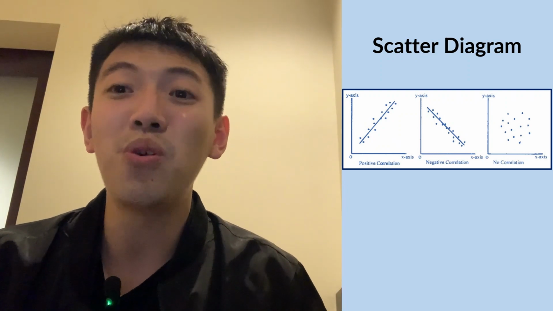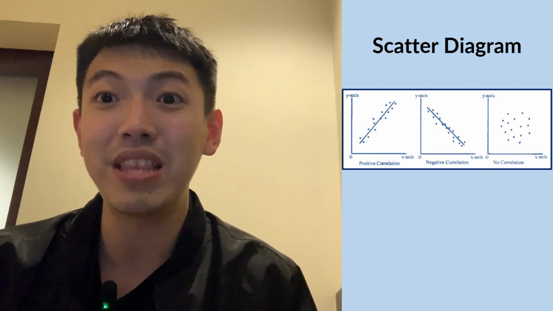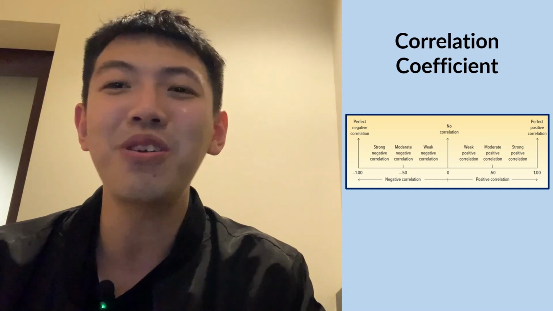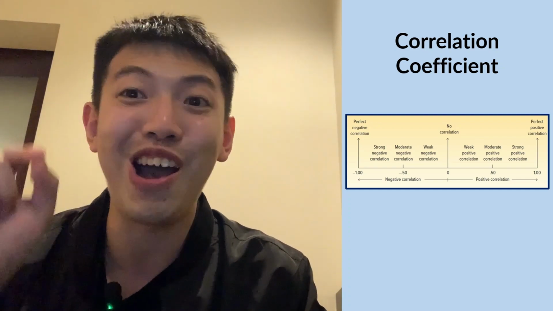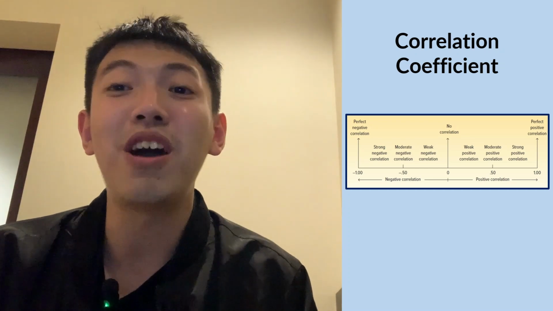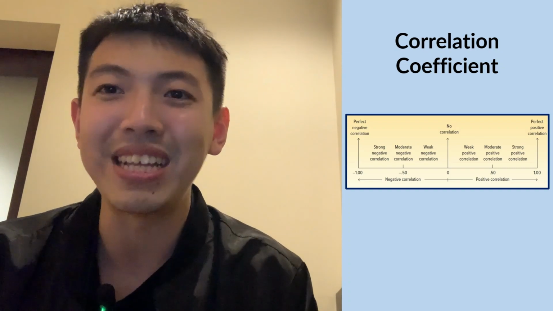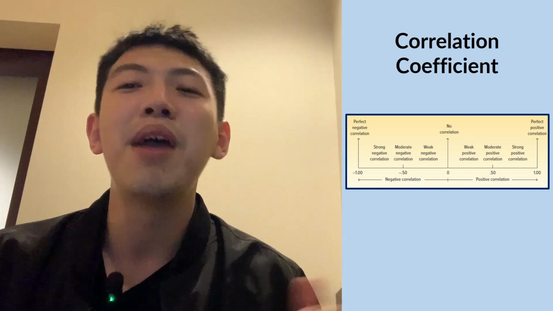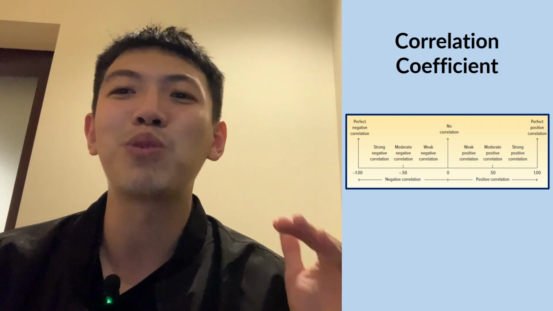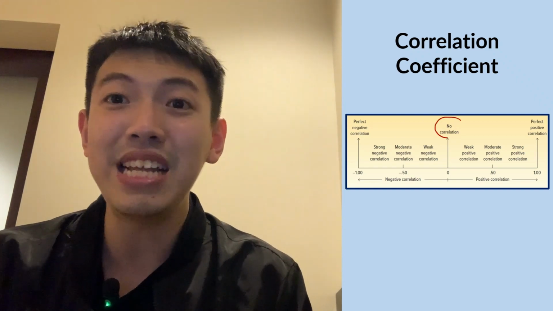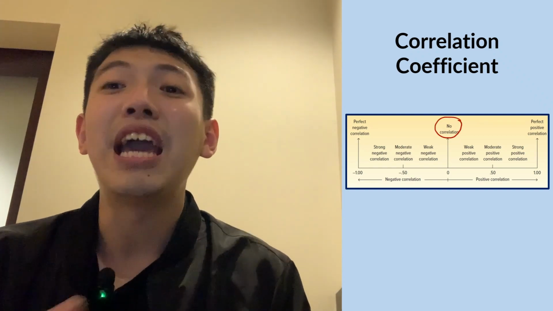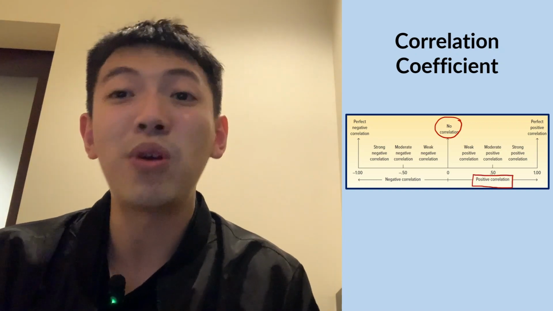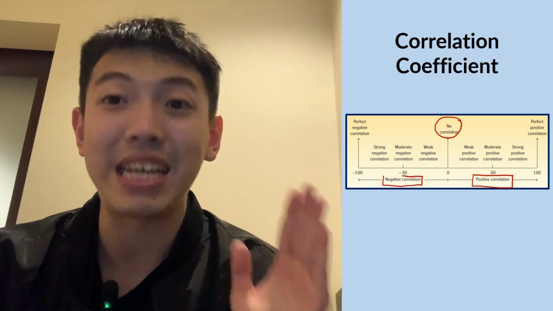Right now, how to know whether the correlation is strong, moderate, or weak? We can know from the correlation coefficient, or small r. The correlation coefficient ranges between -1 and 1. So it is impossible if the correlation coefficient is 2.3 or minus 2.3, because it only ranges between -1 up to 1. If the correlation coefficient is 0, it means there is no correlation. If the correlation coefficient is positive, they have positive correlation. If it is negative, they have negative correlation.